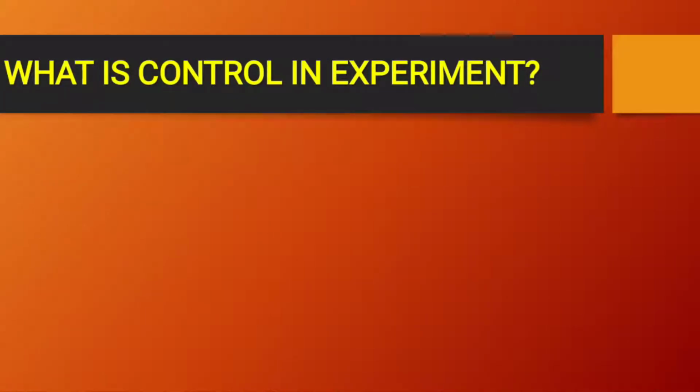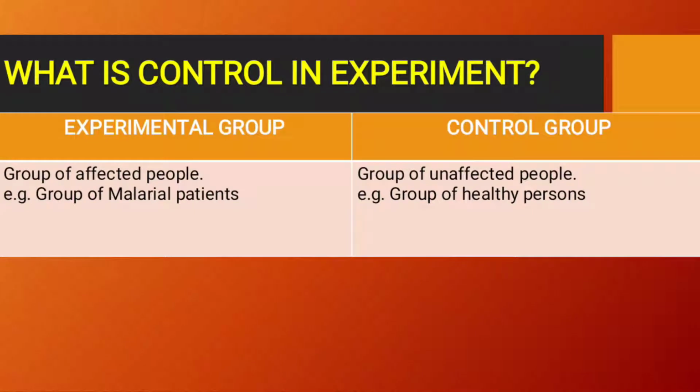Students, in experiments, we use control experiment. What is a control experiment? Students, there are two groups in control experiments. First group is experimental group and second one is control group. Experimental group is a group of affected people, while control group is a group of unaffected people. Example of experimental group is group of malarial patient, while example of control group is group of healthy person.